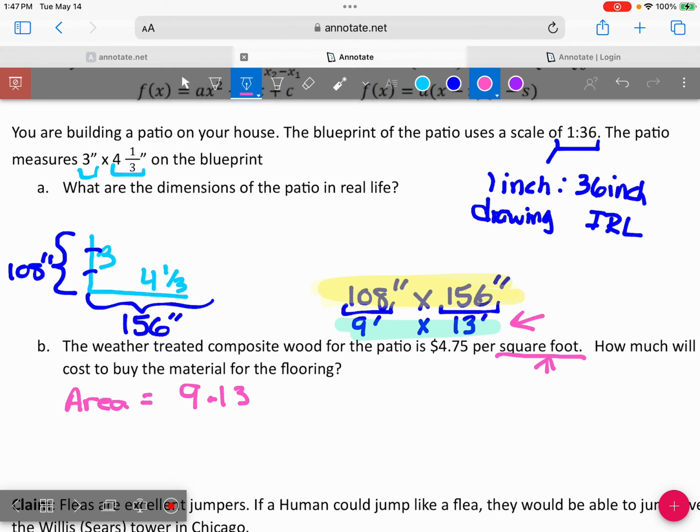So take our inches and make them feet, so that I can find my area in already square feet. Because 9 times 13 means our area is 117 square feet.